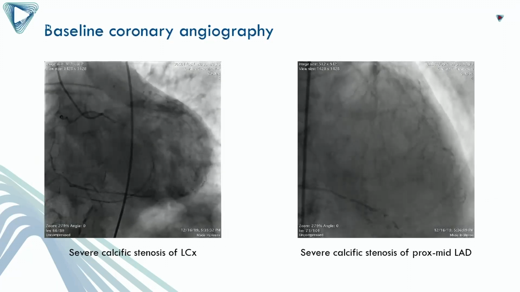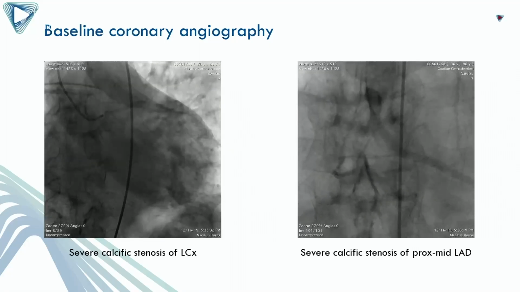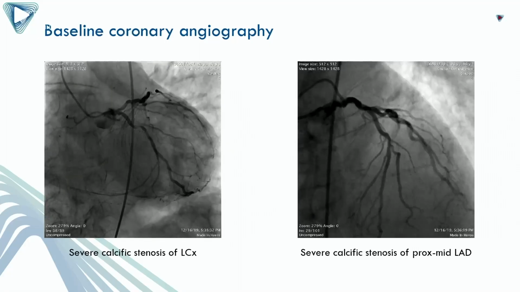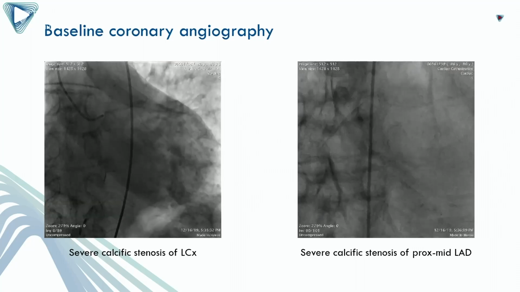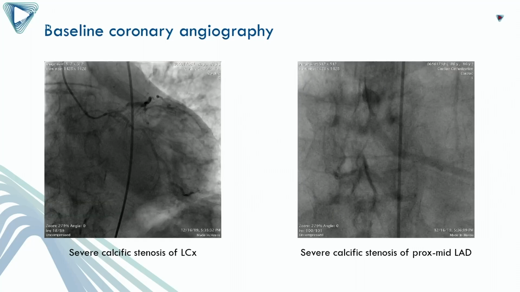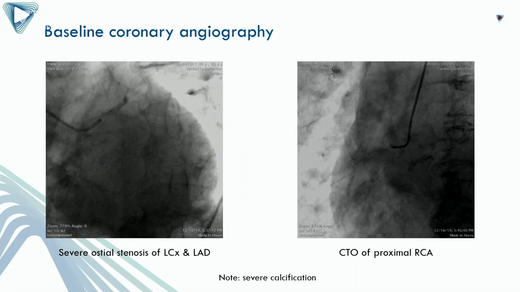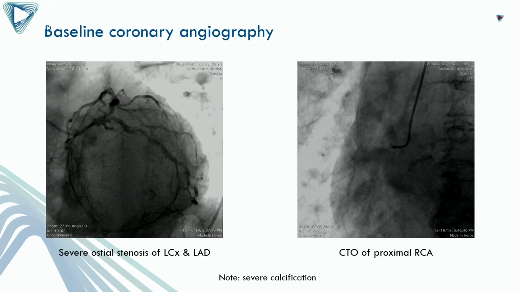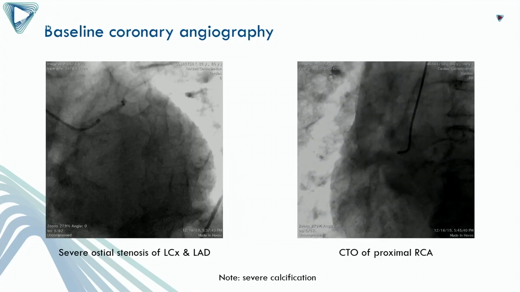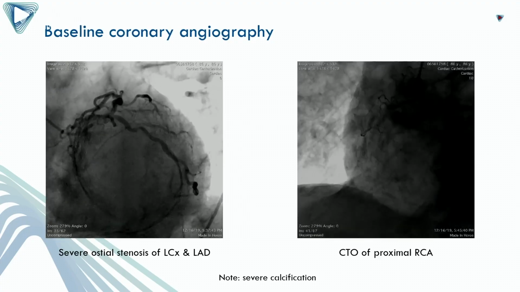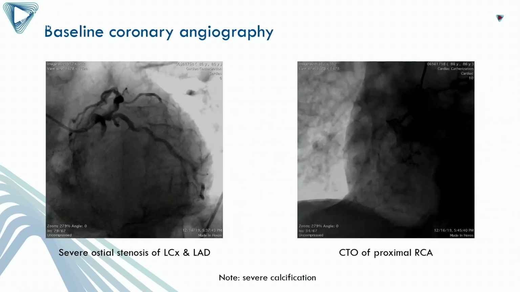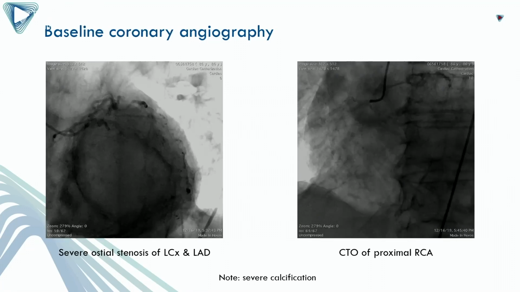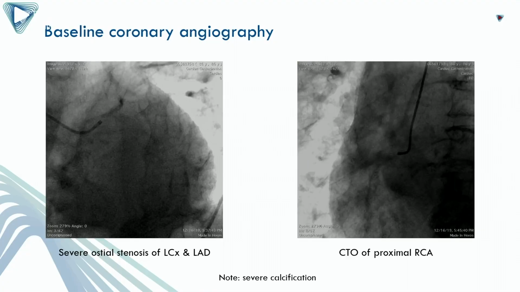You can see that there was left main disease, there was severe circumflex disease, and there was severe calcified proximal LAD disease. His right coronary artery was occluded. Here you see the circumflex disease. And so, a very complex patient with aortic stenosis, depressed ejection fraction, and triple vessel disease.